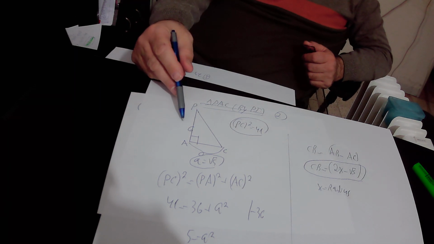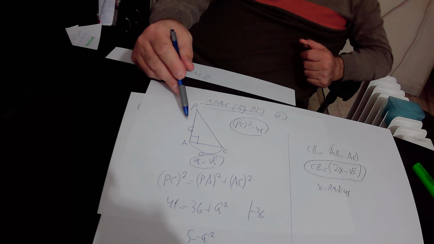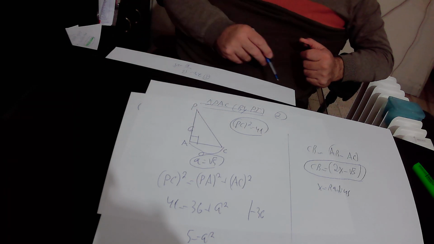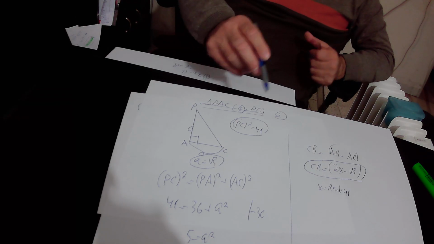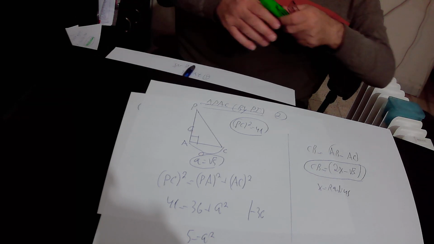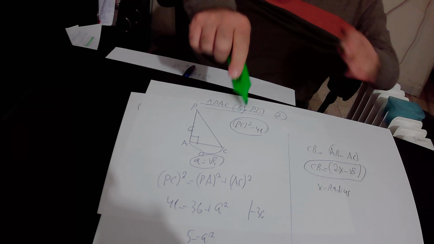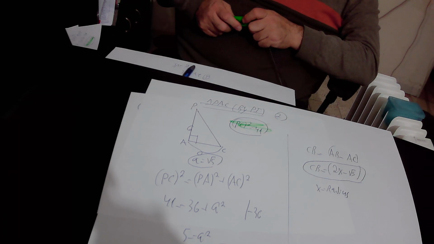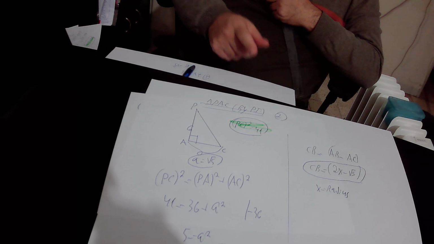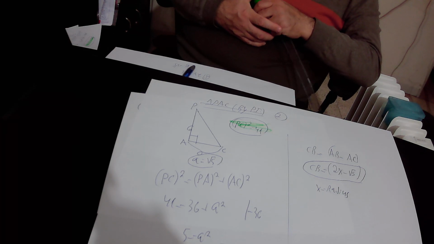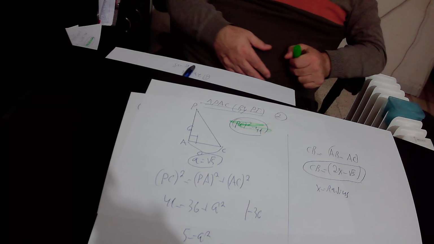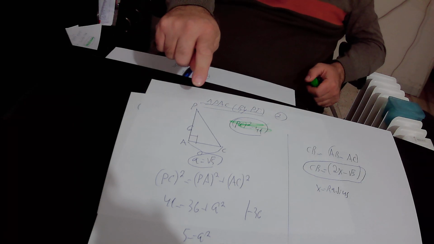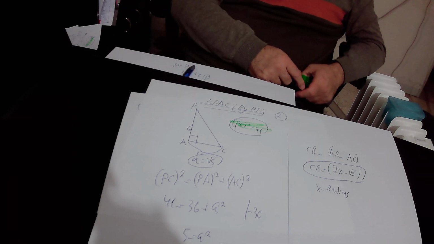PA equals 6 units, according to what is given in the question. We define the length of side AC as A. And we already found out that PC squared equals 41 units. According to the Pythagoras theorem, in this right triangle PAC, we get that PC squared equals PA squared plus AC squared.